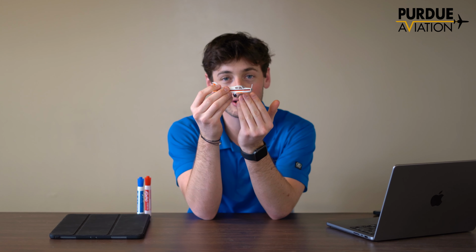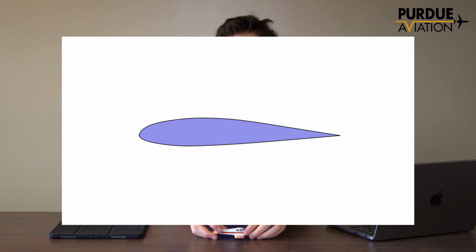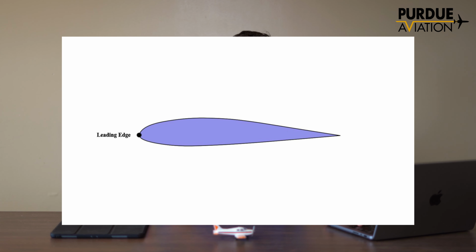Now, let's take a look at our airplane from the side. If we look at the side of our airplane, and we look at that wing, and we take a cross section, we call that the airfoil. And if we look at our airfoil and start defining some points, we've got the leading edge, we've got the trailing edge, and if you were to draw an imaginary line between the two, we call that the chord line.